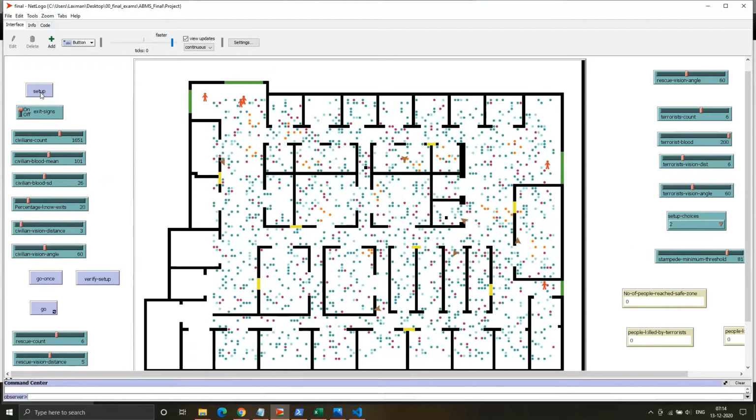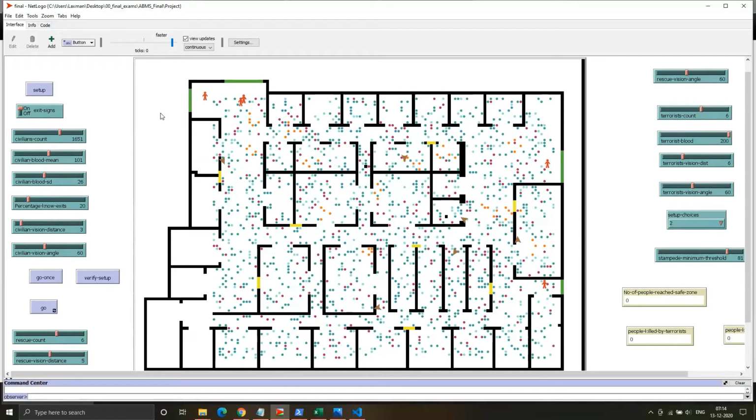Welcome to the ABMS final project presentation. Our topic is emergency evacuation under terrorist attack scenarios. We try to make the model as close to the real-world scenario as possible. Starting from the world in which the model is placed, as you can see, it's a floor plan of a real-life building.